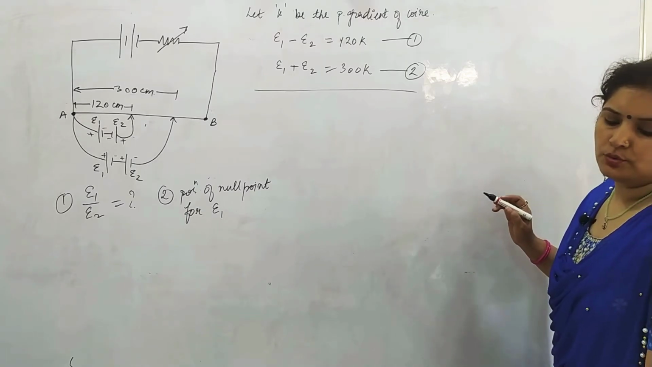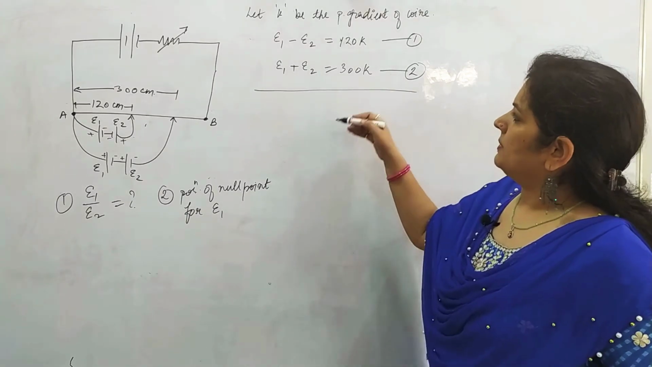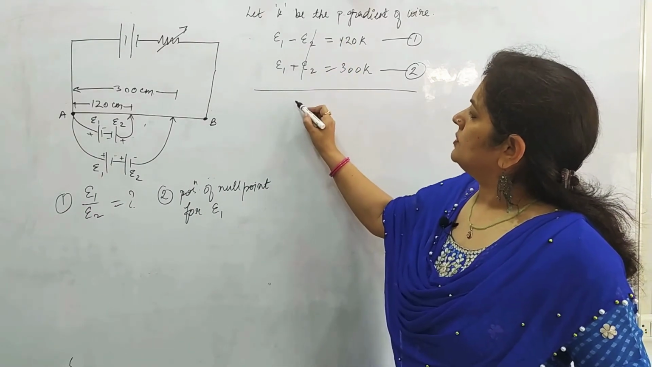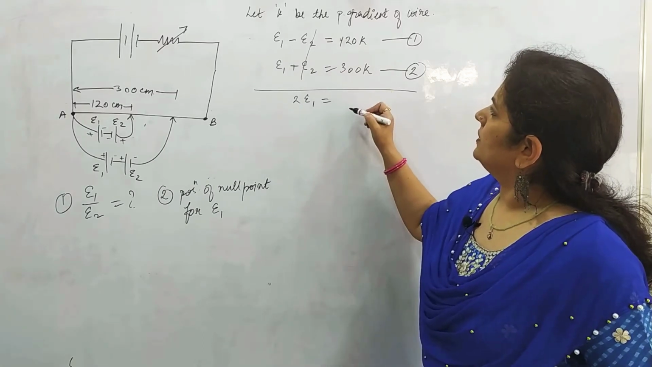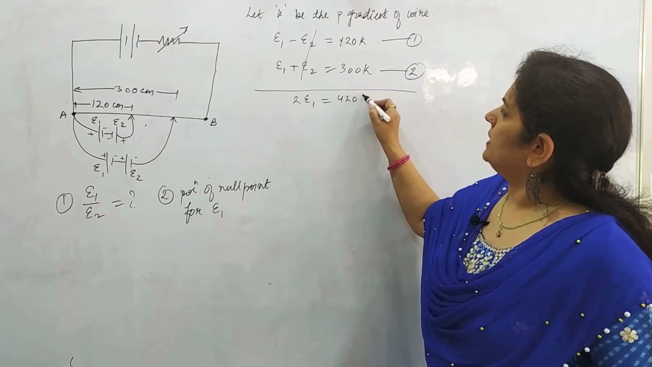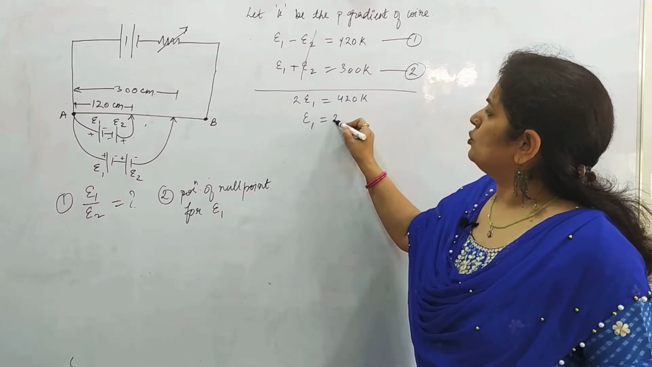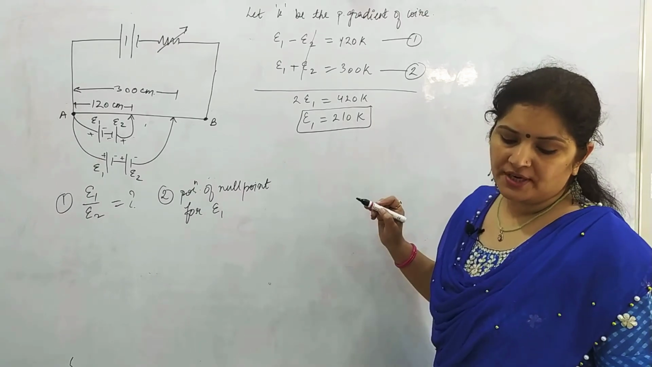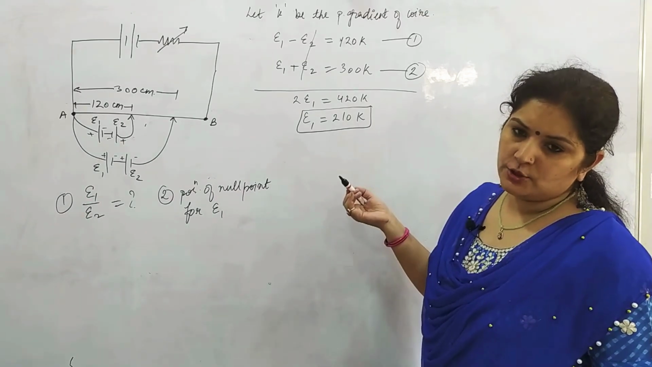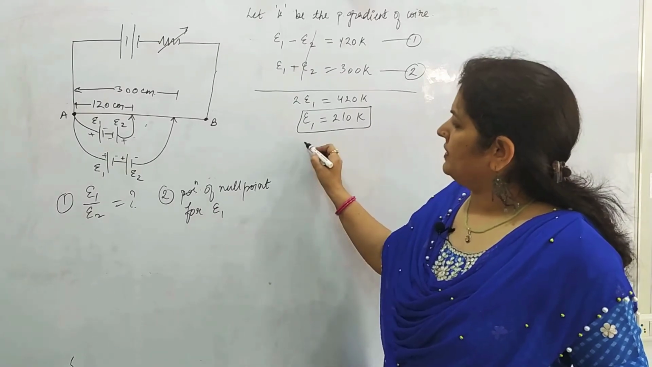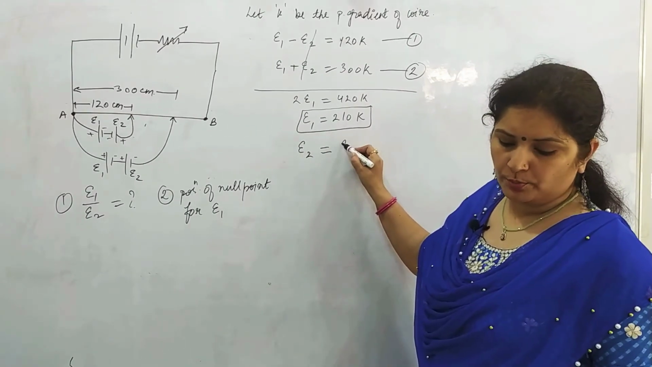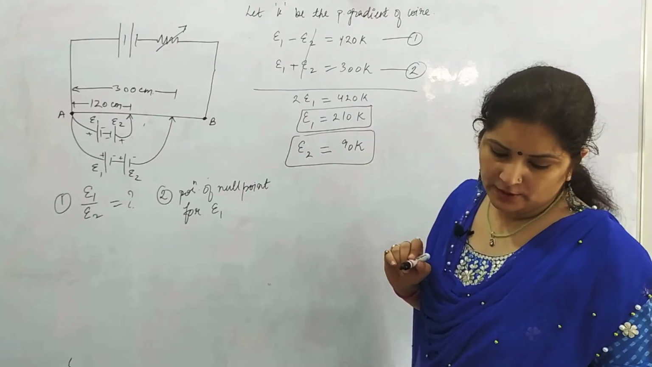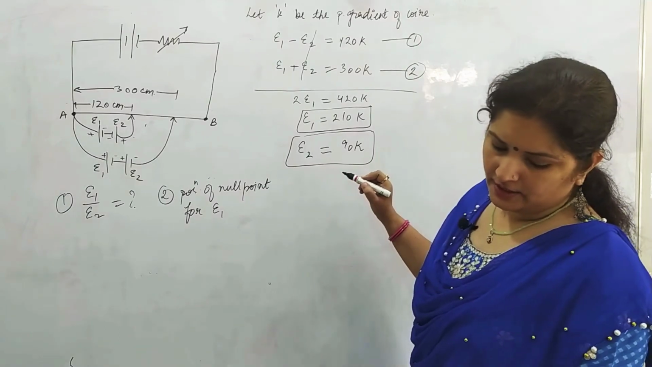Yes, tell me the value after solving both of them. Simultaneous equations. This gets cancelled out. Twice of E1 comes out to be 420K. E1 comes out to be 210K. When you have got E1, which is 210K, you can easily find E2. Put in any of the equations, solving and writing the direct answer. E2 comes out to be 90K. We have both E1 and E2, right? E2 comes out to be 90K.